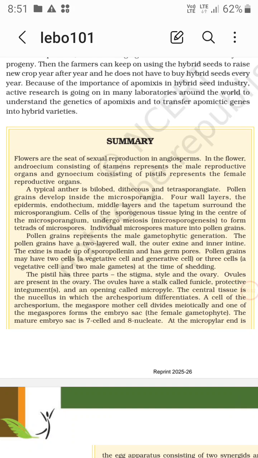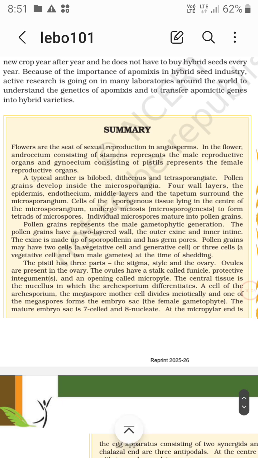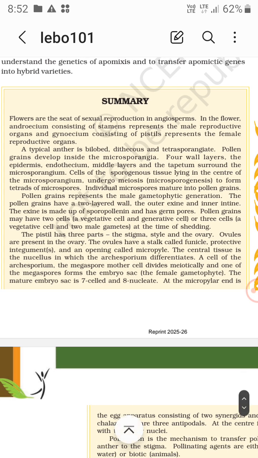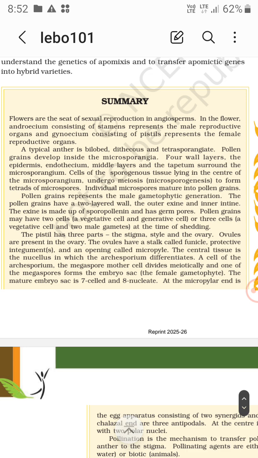So, the summary of sexual reproduction in flowering plants, that is the angiosperms. The flowers are the seat of sexual reproduction in angiosperms. In the flower, the androecium consists of stamens representing the male reproductive organs, and the gynoecium consists of pistils representing the female reproductive organs. A typical anther is bilobed, dithecous, and tetrasporangiate.